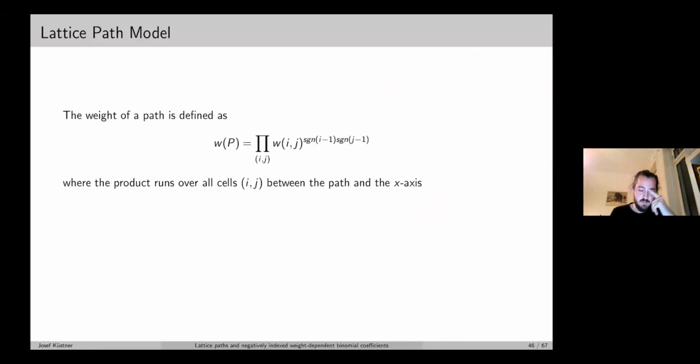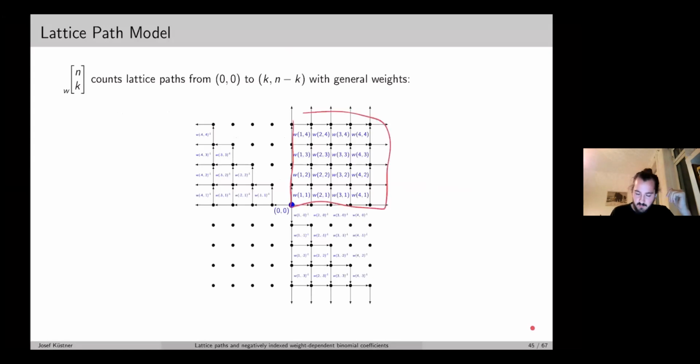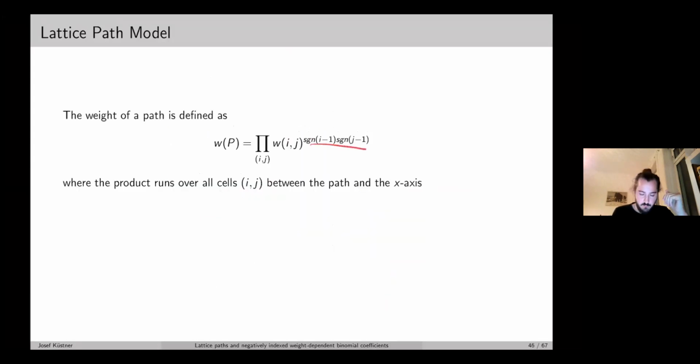Okay, and then we can say the weight of the path is defined as the product that runs over all cells ij between the path and the x-axis, just like I showed you. We take the product of all w ij's. These are the weights that are between the path and the x-axis, and we take them to some power, and we can express this with psi to the i-1 times psi to the j-1, which just means that in the positive region, the northeast region, it will also always be 1. Here it will always be -1, and here it also will always be -1. These powers, I mean.